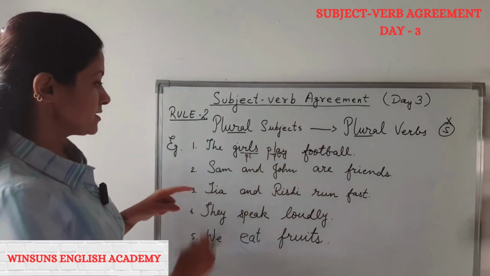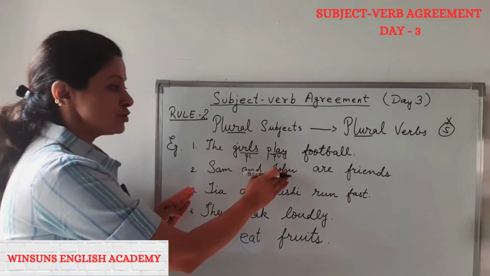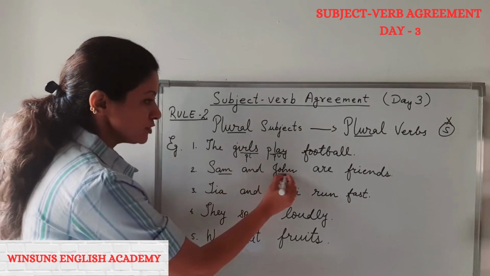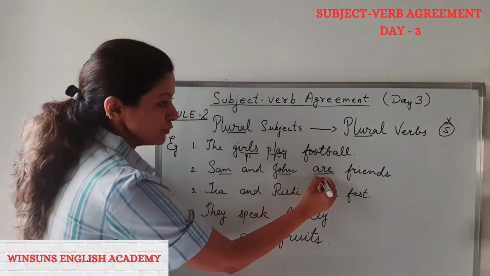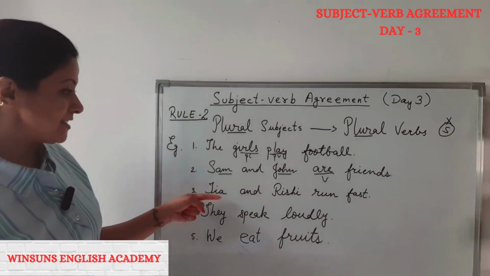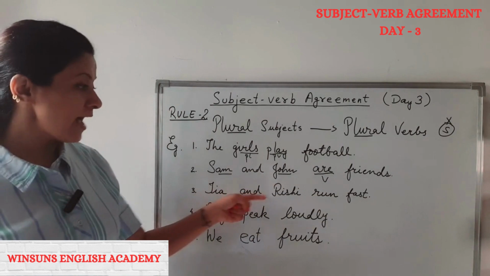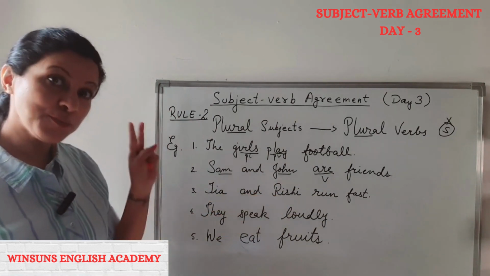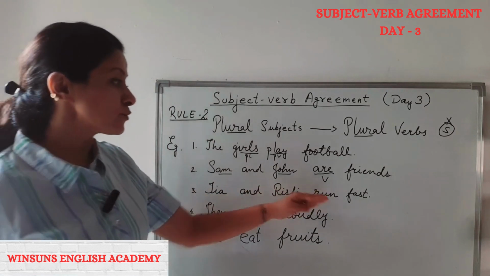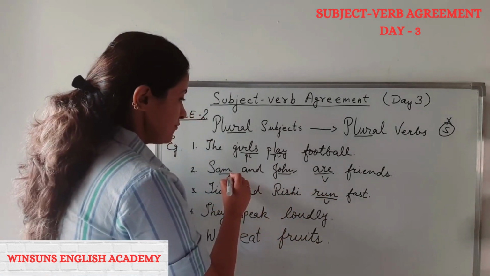Next. Sam and John are friends. Sam and John. How many? Two, right? One and two. Therefore, we have used this plural verb. Again, Tia and Rishi run fast. Tia and Rishi. How many? Two, more than one. It's not singular, right? It's plural. So, run fast.